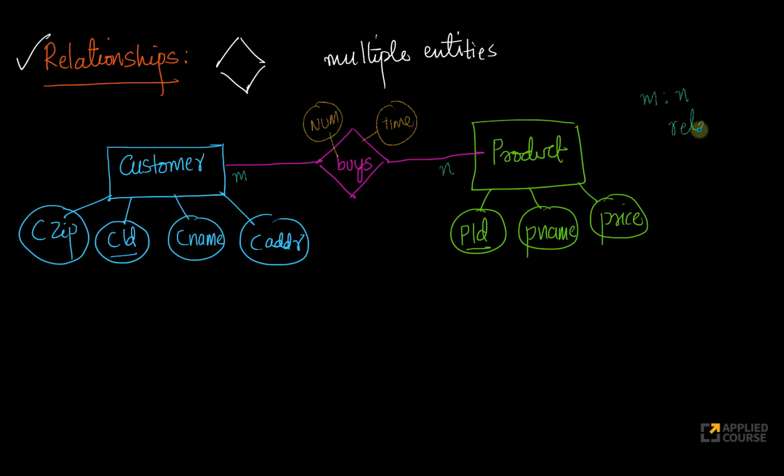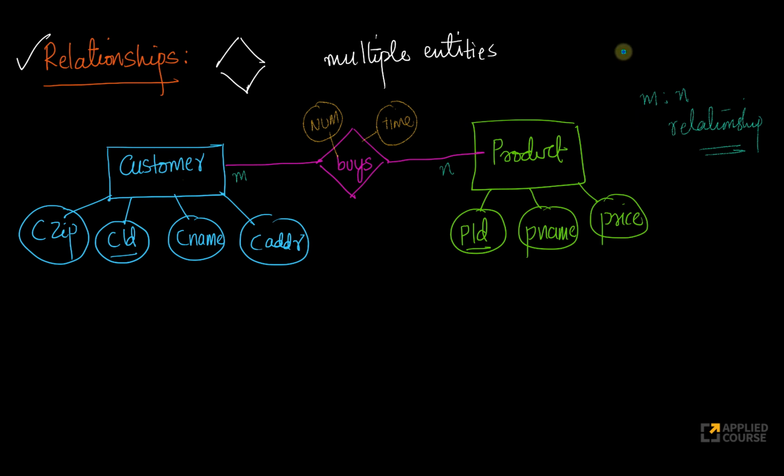I'll explain what that means. It's a very simple concept. Take one customer here. A customer can purchase N products. A customer can buy N products. A product can be purchased by M customers. This is multiple. So a customer can purchase multiple products, and a product can be purchased by multiple customers.